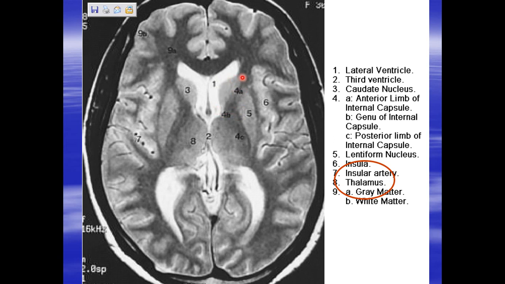although this is the head of the caudate nucleus, but if we go a little bit up, it will be the body and the tail, and this will be the part that we call the caudothalamic groove.